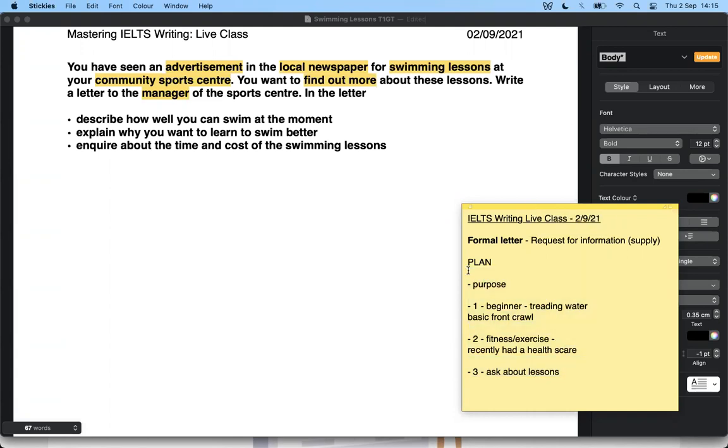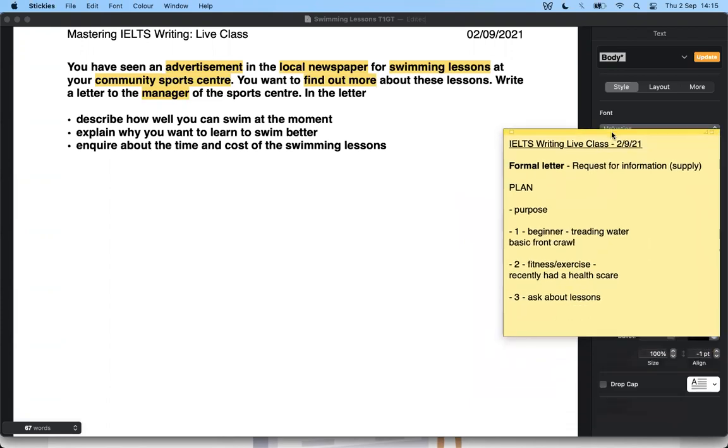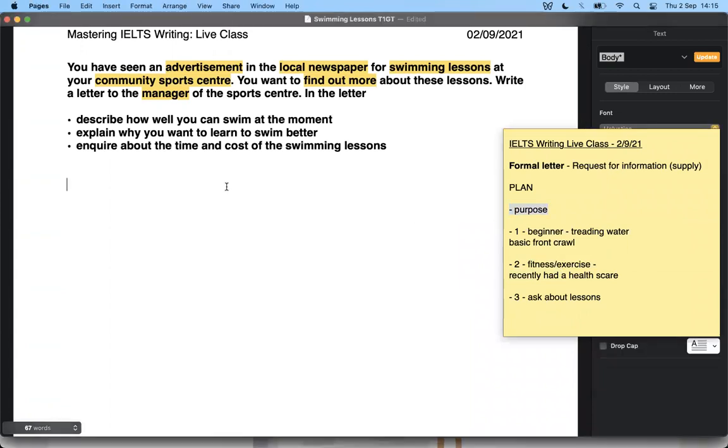Again, try not to take too long on the plan. We take a bit longer here because we're all working together. But on the day, just make sure you've got at least one, but ideally two points for each of those bullet points, but then you start with your purpose sentence. And that's what we're going to start with here.